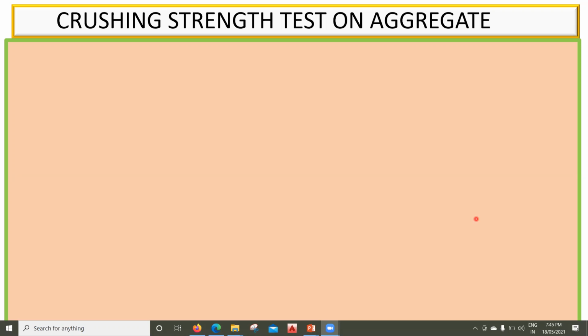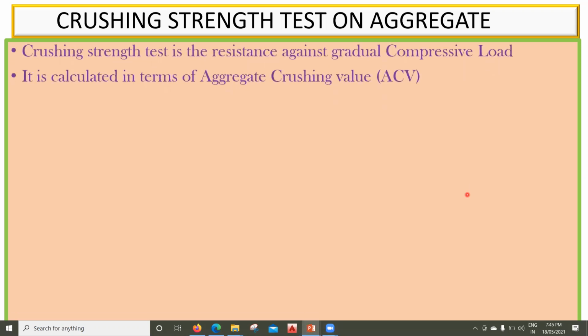The first test that we're supposed to see is the crushing strength of the aggregate. By the name itself, it's understood it's something related to crushing, right? The crushing strength test is a resistance against the gradual compressive load. You'll have an aggregate and over that you are going to put a load, and the load you're going to put is a gradual load. It's not an impact load. Suddenly you're not going to apply the load. Gradually you're going to apply the load. So that is called a gradual compressive load.